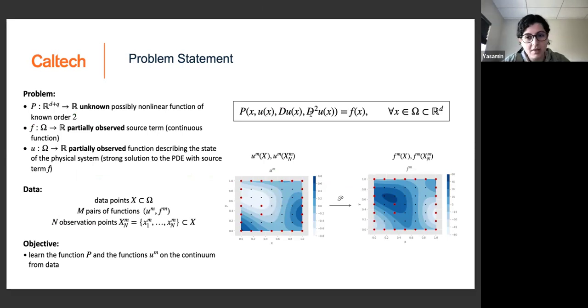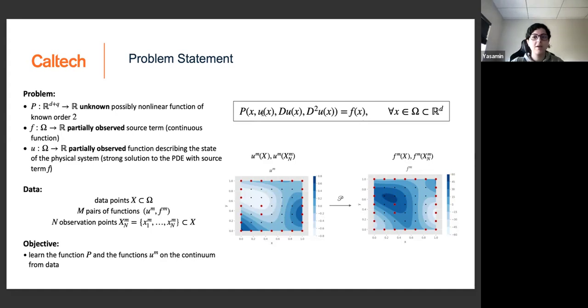Essentially, all of our methodology and the error analysis in the work apply to a general PDE, but I'm going to focus on a second order PDE for the sake of this talk. So consider having the following equation. As you can see, this is a second order PDE. This P here represents an unknown, possibly nonlinear function that represents the algebraic form of the PDE. This F here is a partially observed source term, and the U is a partially observed solution.